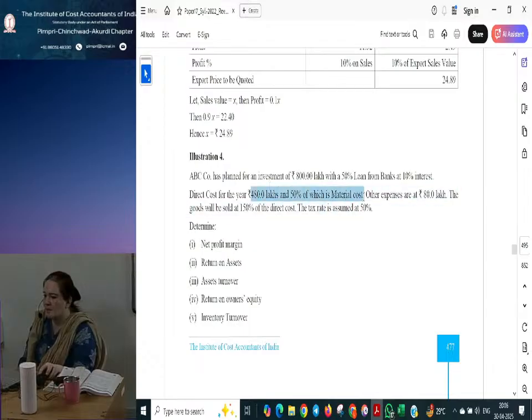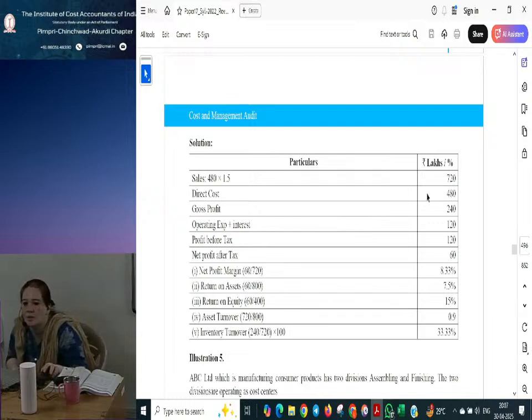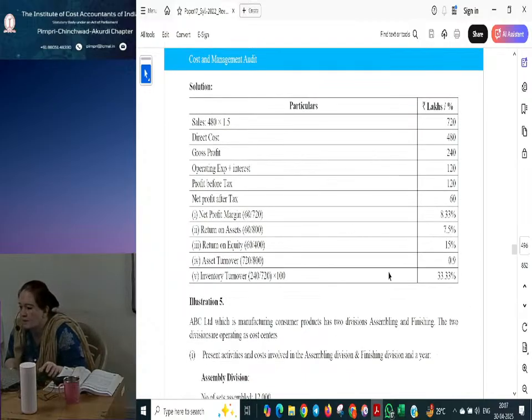That is 50% of material cost. So 50% of 480 is 240, that is your material cost, divided by the inventory asset. So for inventory turnover, they have taken 720 because we don't have information about our average inventory. Got it? So that way it is calculated.